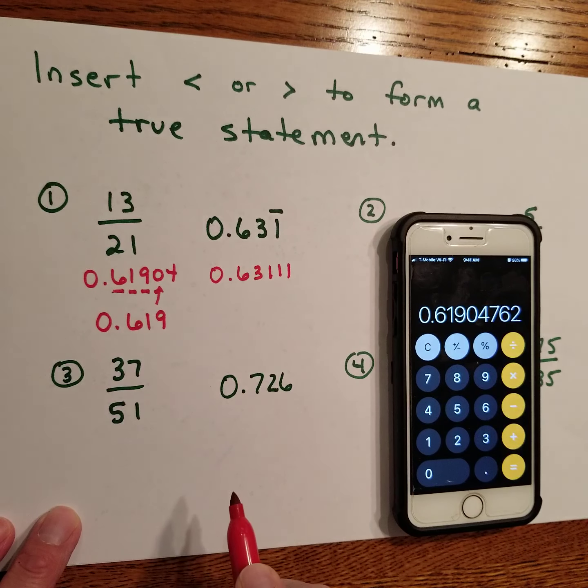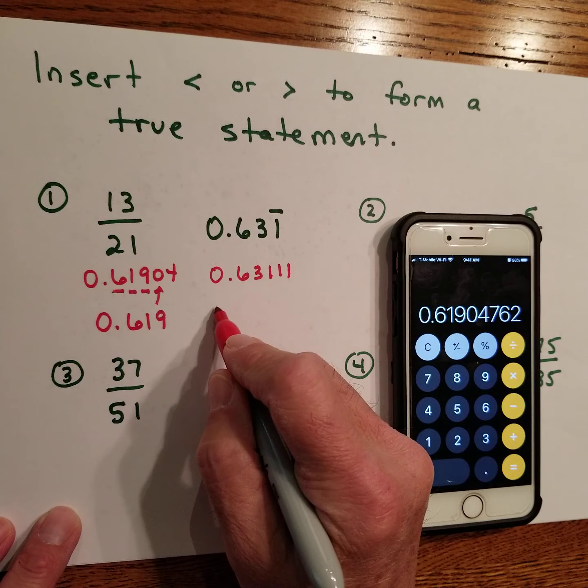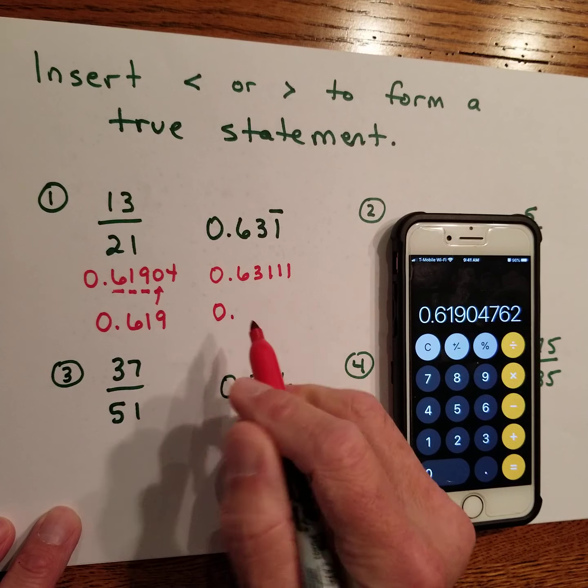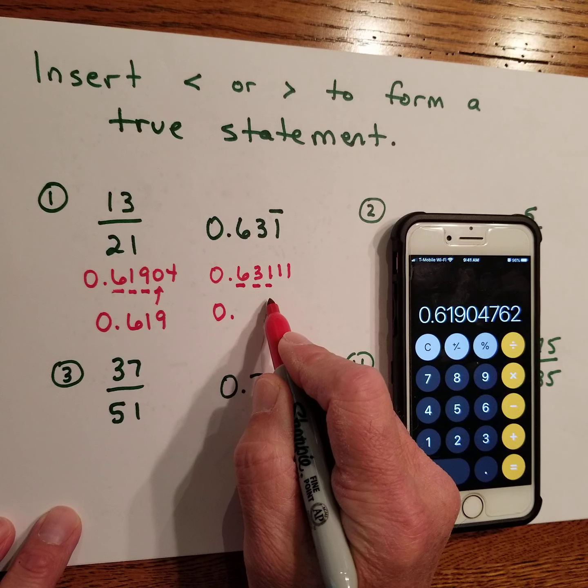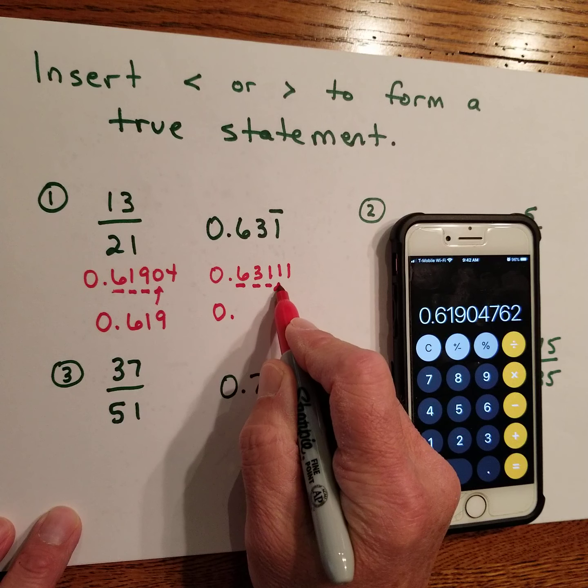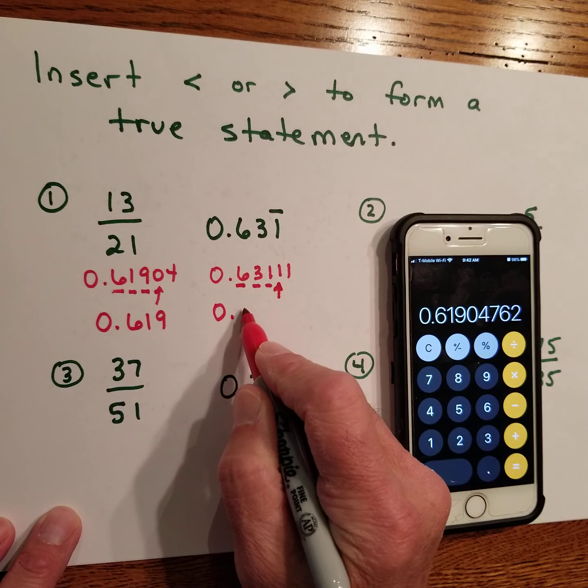0.631 repeating. Let's also round that off to the nearest thousandth. 1,000 has 3 zeros in it, 3 place values. Check the next place value out. That's small, so that remains a 1.